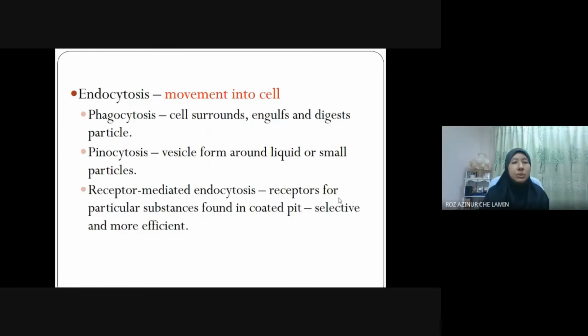While endocytosis is movement into the cells, which can be divided into three: phagocytosis, pinocytosis, and also receptor-mediated endocytosis. For phagocytosis, cells surround, engulf and digest the particle, while in pinocytosis, vesicles form around the liquid or small particle, and in receptor-mediated endocytosis, receptors for a particular substance are found in the coated pit, which is selective and more efficient.